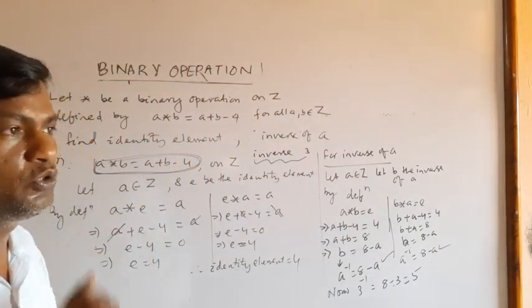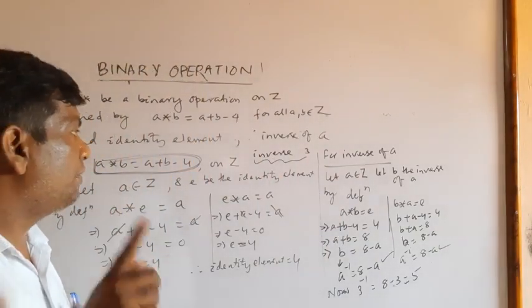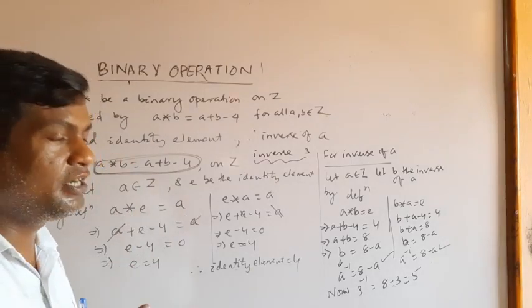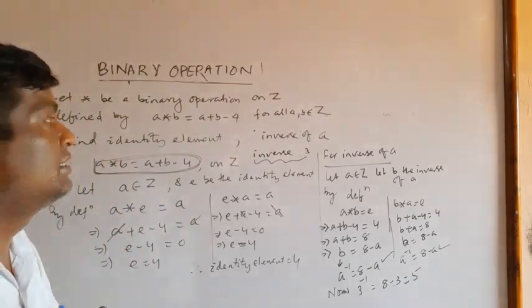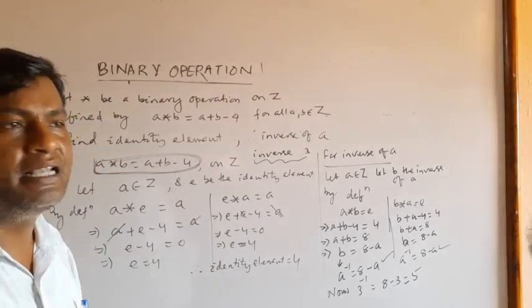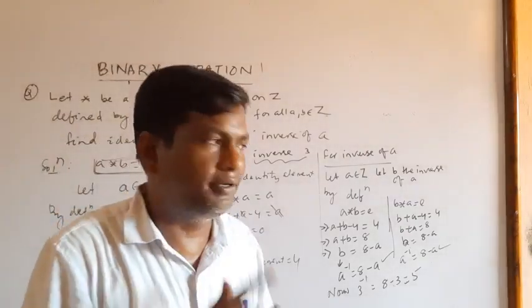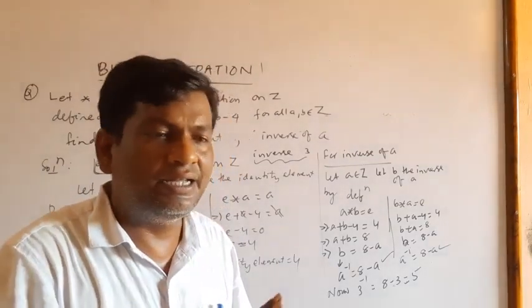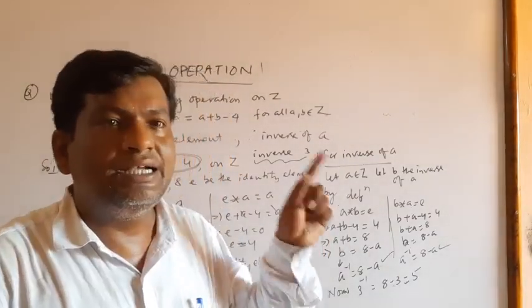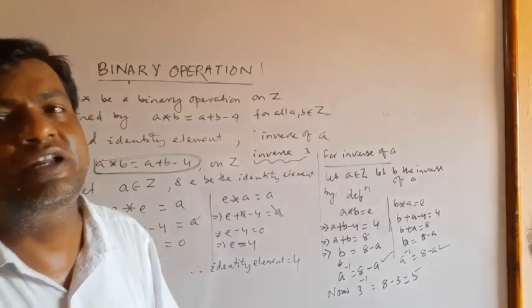This is the question related to how to find the identity element and inverse element. One thing you should remember: to find the inverse element, you should first find the identity element. Clear?